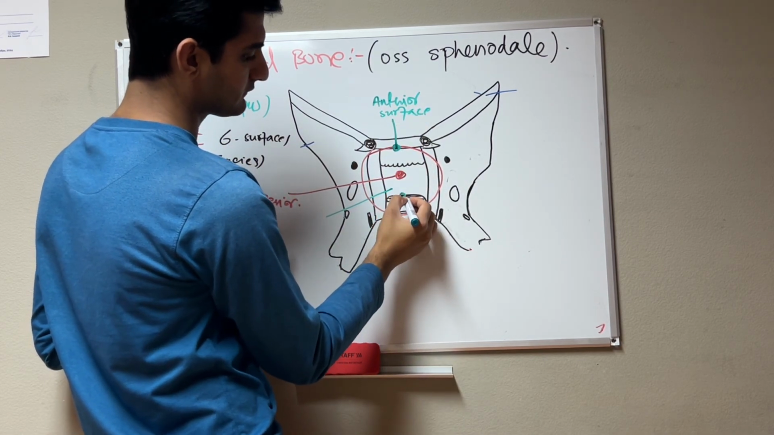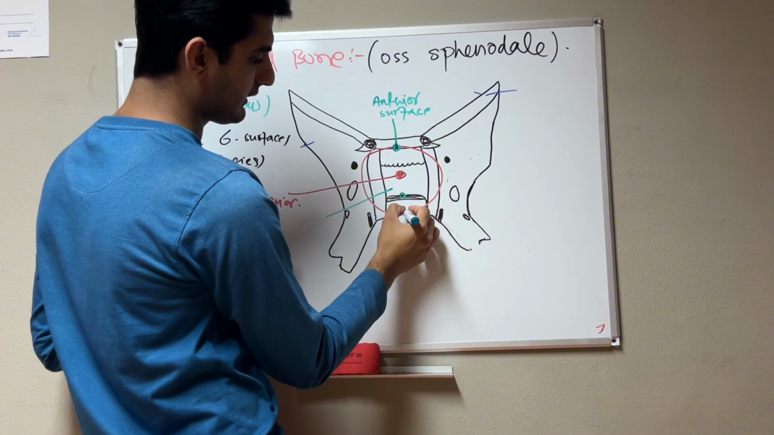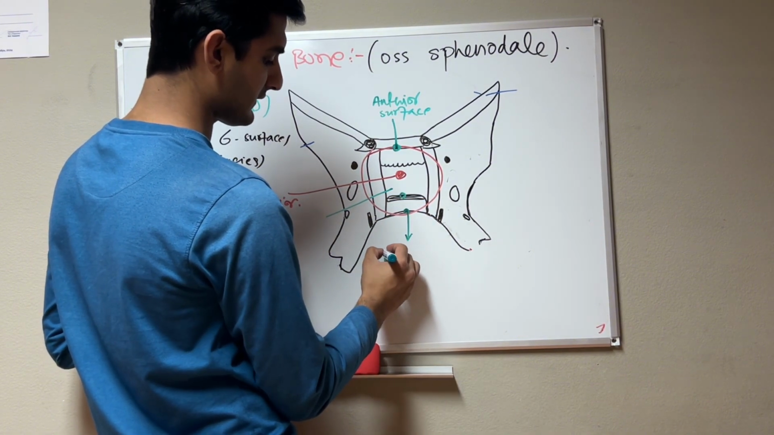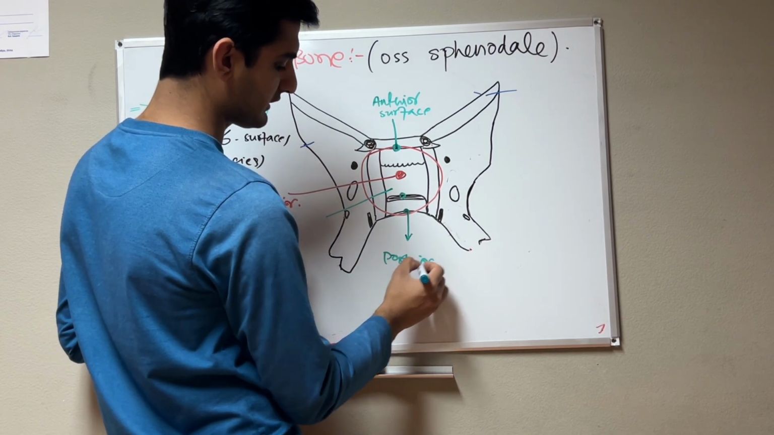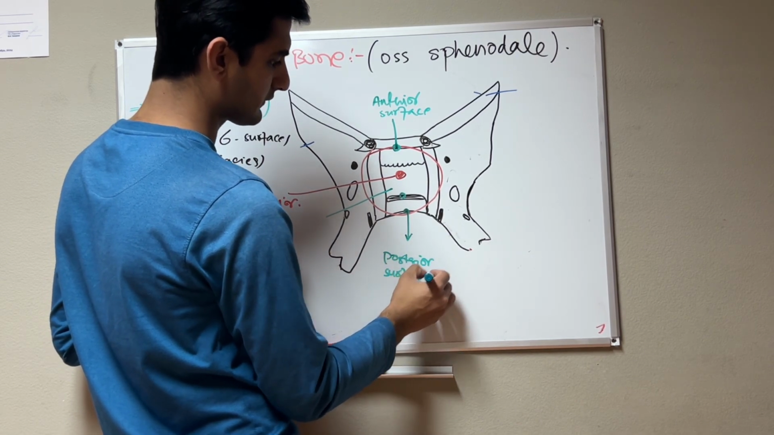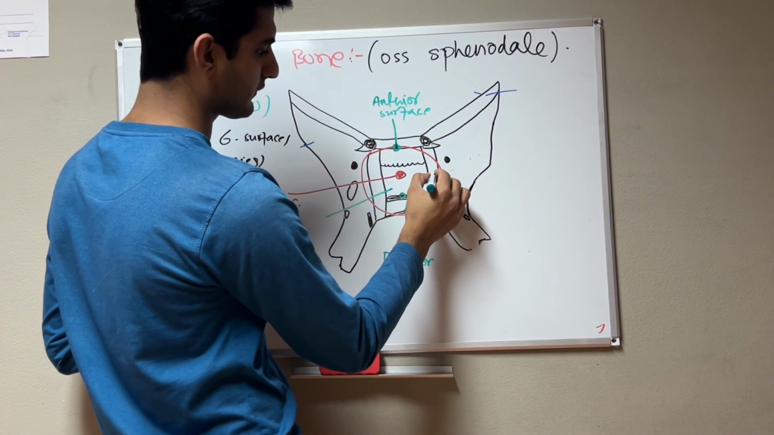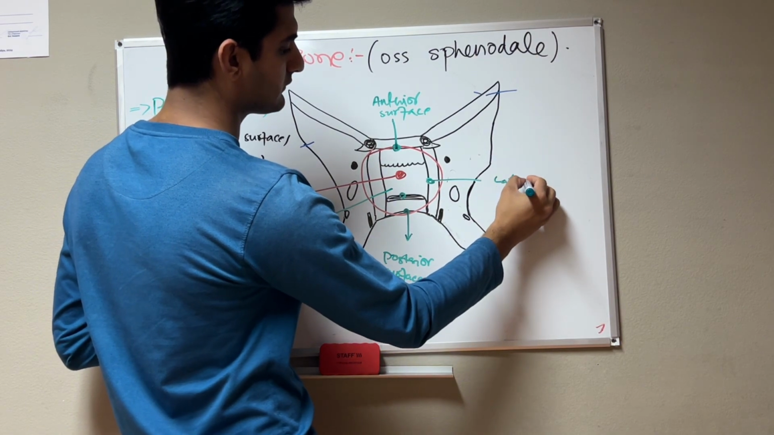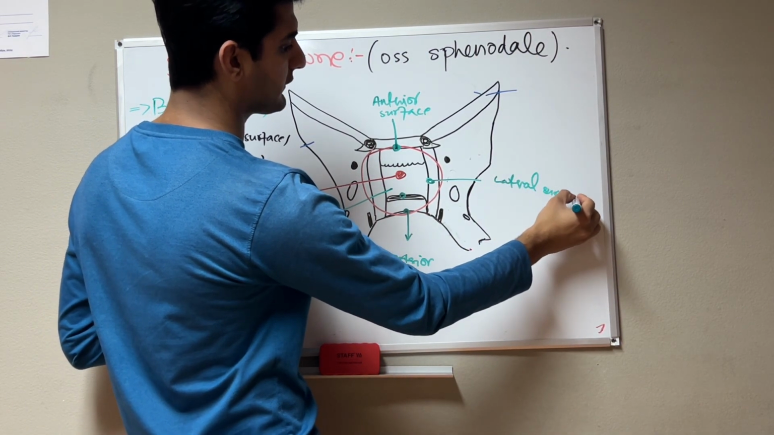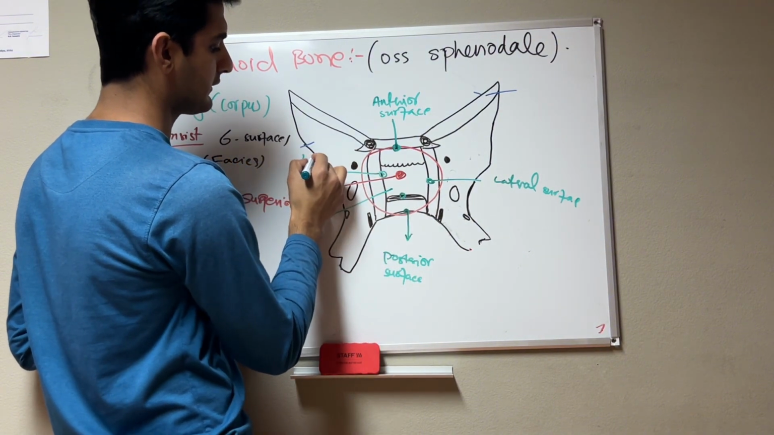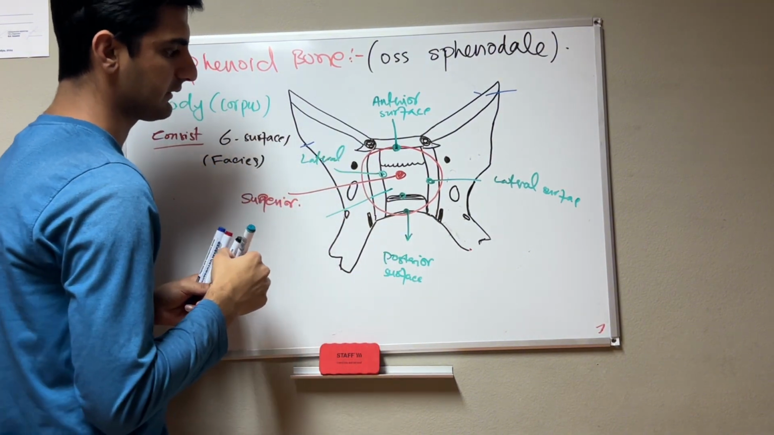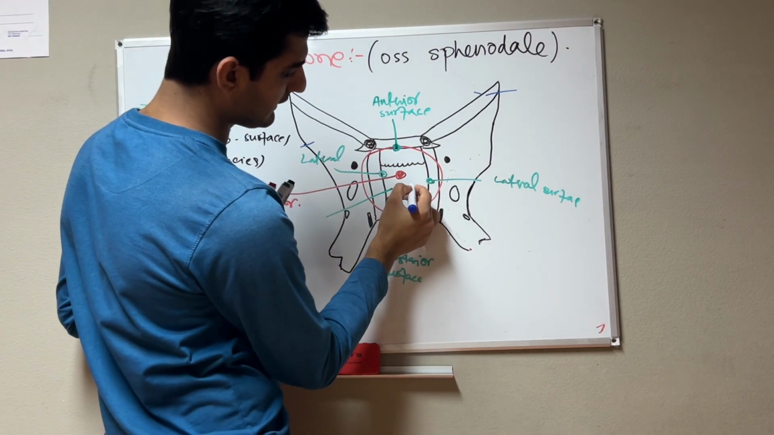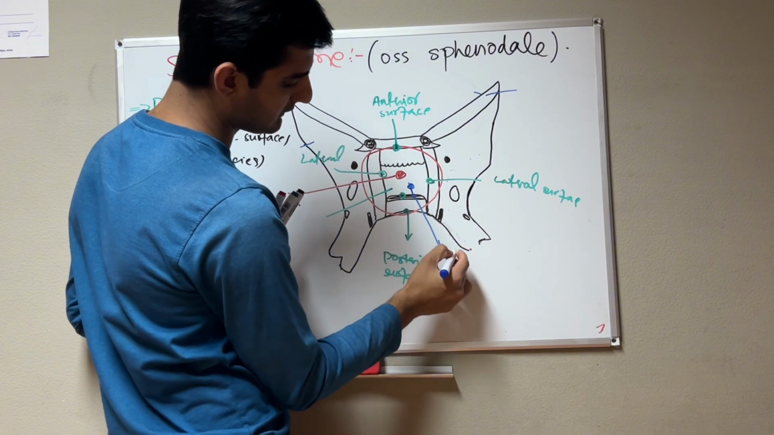This one, in connection with the basilar part of the occipital bone, is the posterior surface. This one is the lateral surface, and we have two lateral surfaces, on both sides. I told you this is superior, and at the back of the superior, inside here, there is the inferior surface.